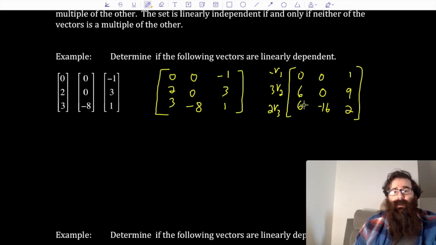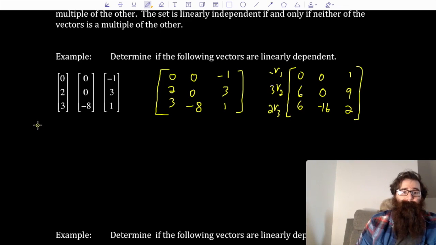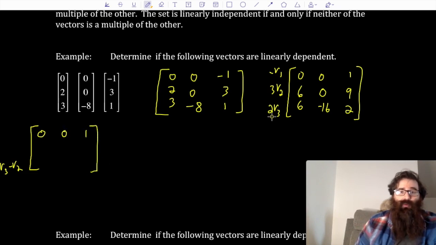So I'm going to do, maybe, row 3 minus row 2. And at some point I'm probably going to have to interchange some rows. But for now, I'm just having a good time. Yeah, it looks like I want to move these around. But if I do row 3 minus row 2, let me rewrite row 2. I get 6 minus 6 gives me a 0 that I had wanted. Negative 16 minus 0 gives me negative 16. And then 2 minus 9 gives me negative 7.